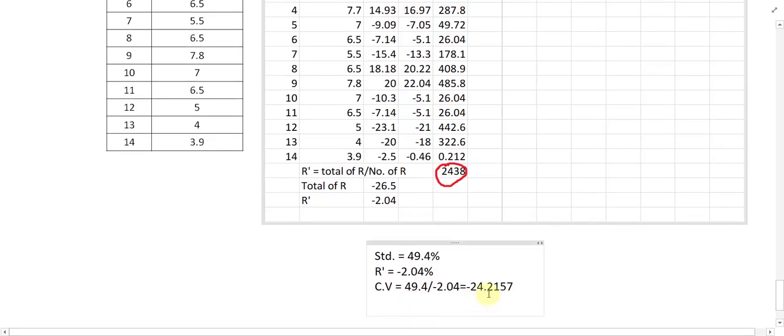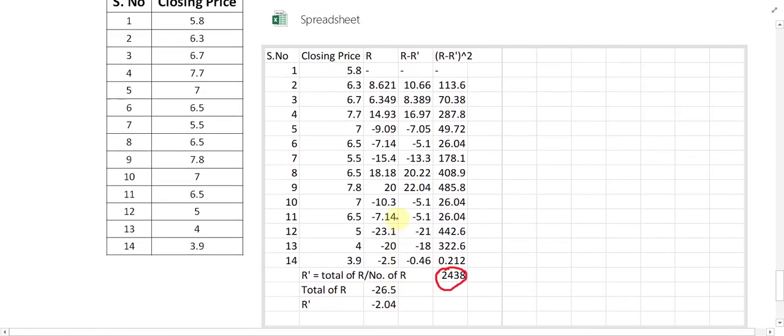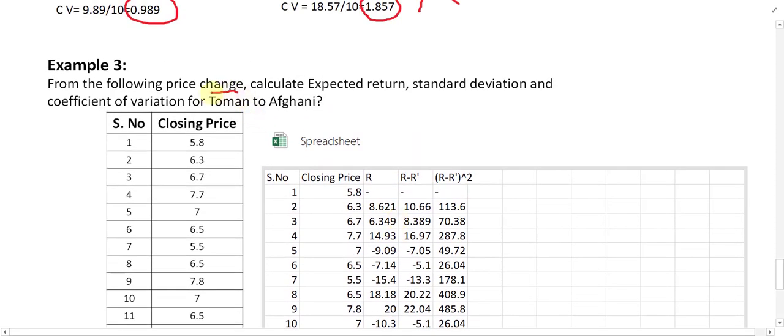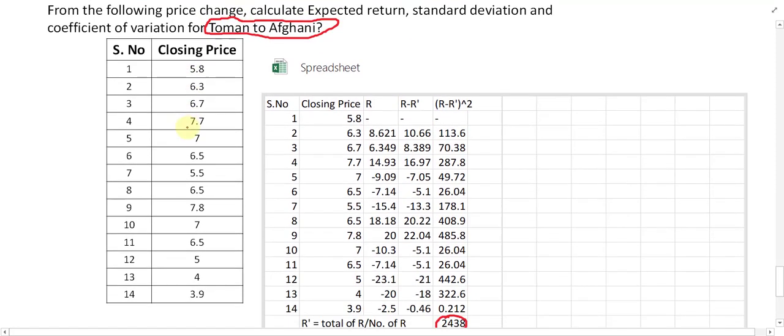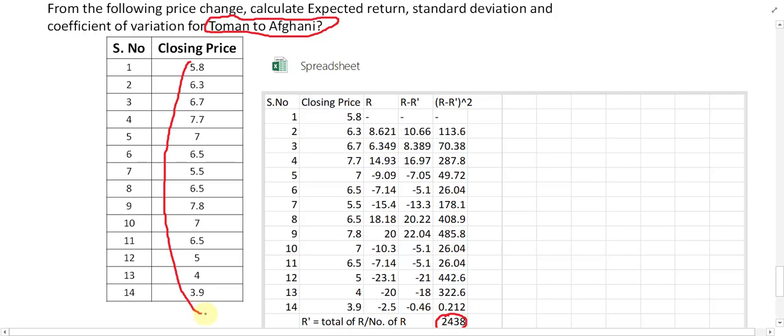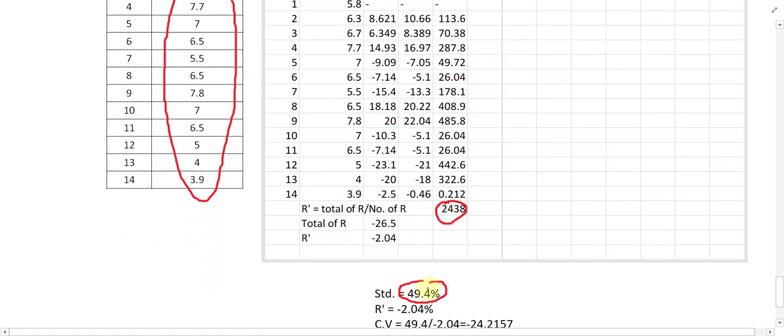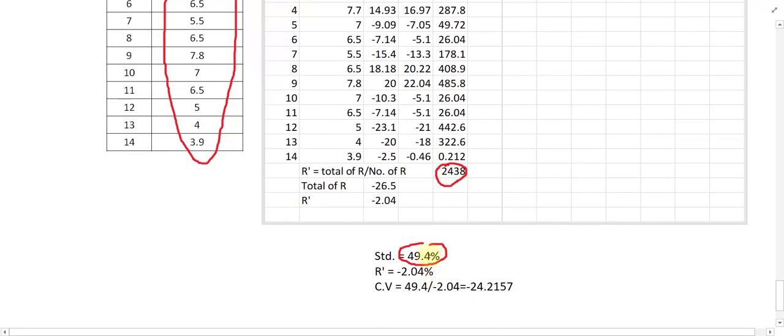So this is basically the coefficient of variation, and this is the standard deviation. The standard deviation is equal to how much? 49 point something, around we can say 50%. So it means if you want to invest in Tuman, and Tuman has the following price change during the particular time period, there is a 50% chance of risk or chance of loss. Around 50% chance of loss.